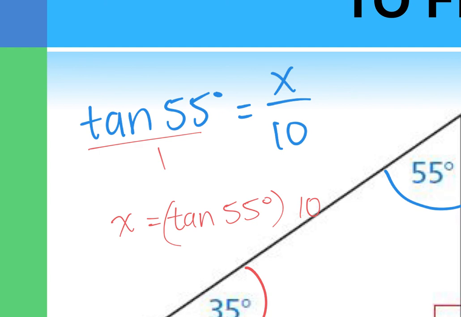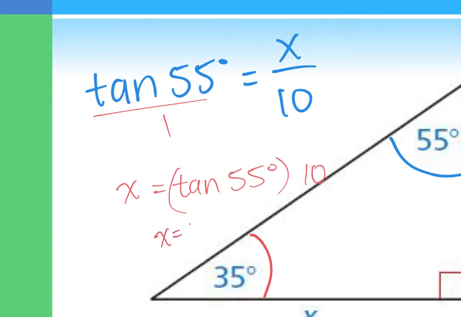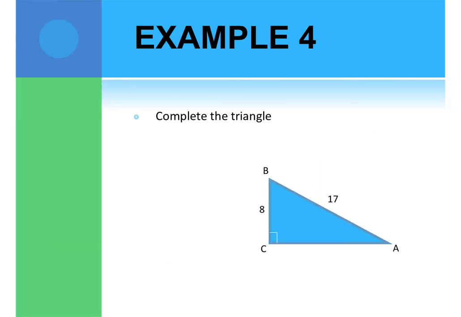Should get the exact same number. If you don't, let me know. So you just have to divide in one and multiply in the other. 14.3. You got it? Okay. So, did we get the same answer regardless of how we set it up? Doesn't matter how we set it up. Did we have to use tangent? Yes. Okay. All right, so now your next slide.